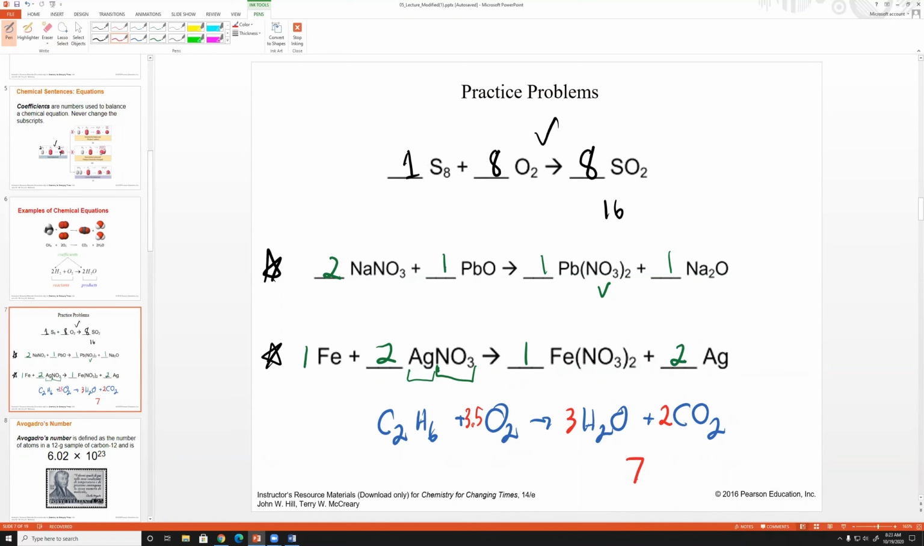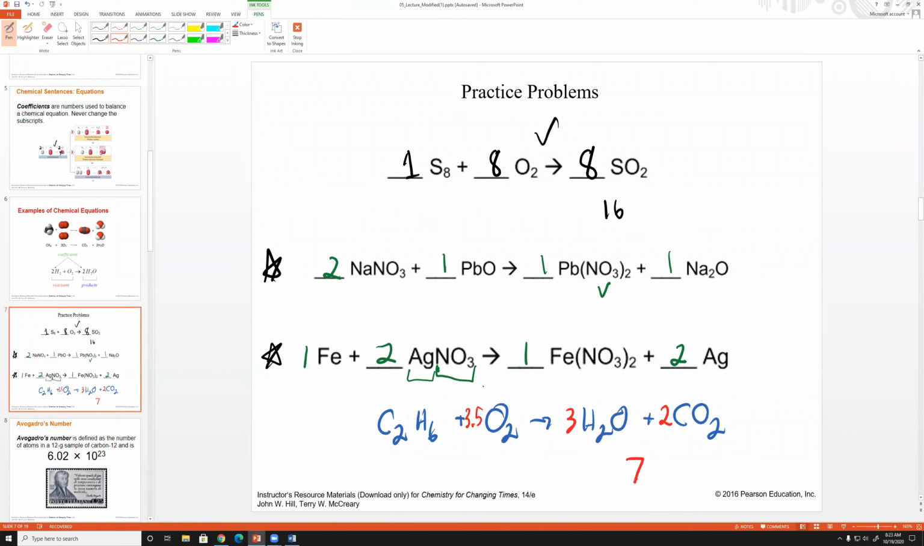Good. Okay. Professor, what kind of problem is this? What's the name for it? Oh, this is balancing equations. Oh, no, I'm saying this specific problem. Oh, combustion. Okay. Yeah.